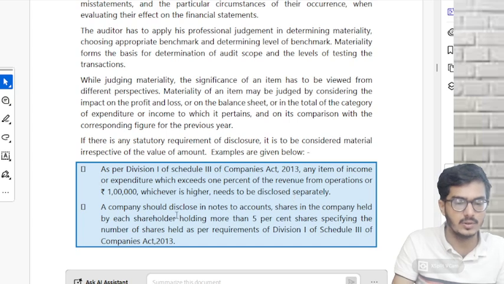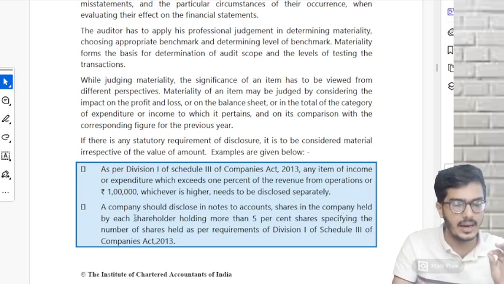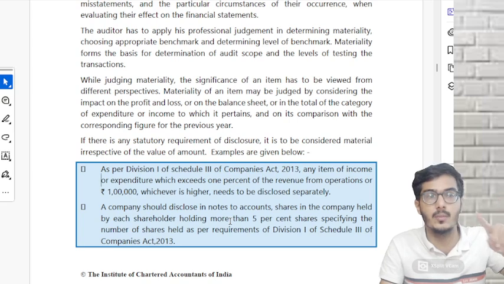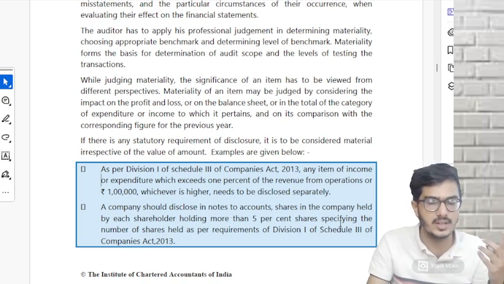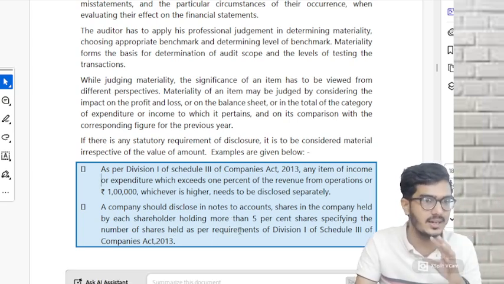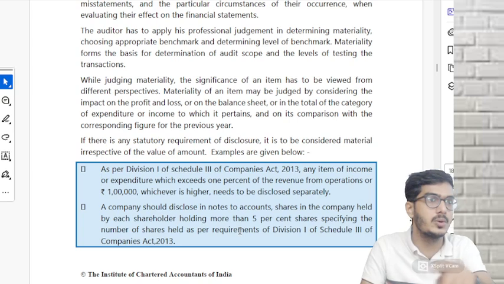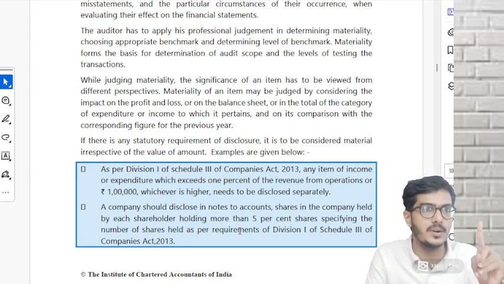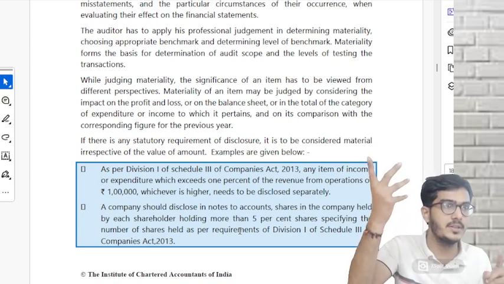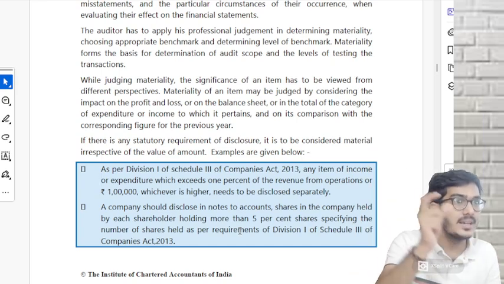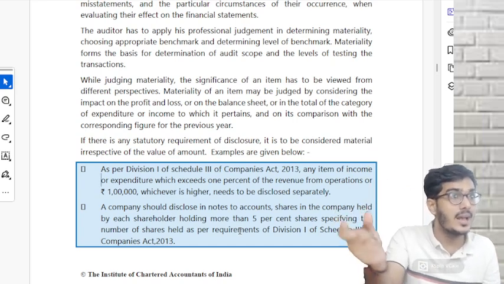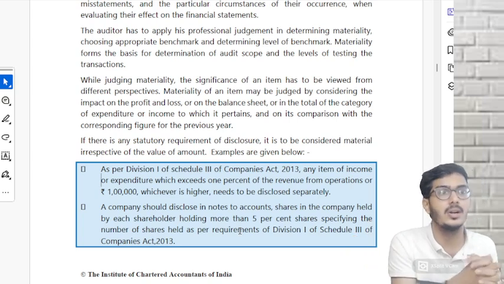Same like the second one also. A company should disclose in the notes to accounts the shares held by each shareholder holding more than 5%. It is not more than or equal to, it is more than 5% of shares, specifying the number of shares, etc. For example, check the total outstanding shares, and individually who is holding how much. If any one person is holding more than 5% of the total shares, his name, his address, how many shares, and what is the value has to be disclosed separately in the notes to accounts.